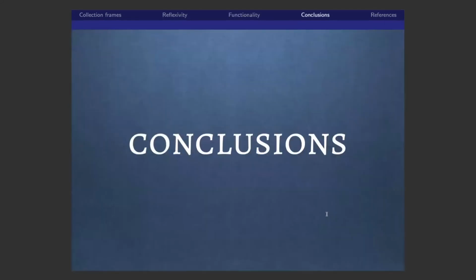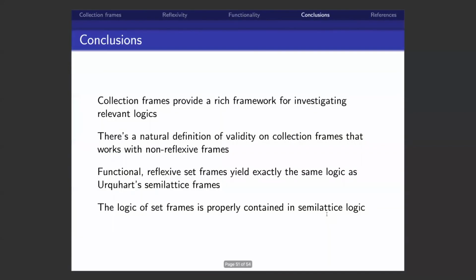Okay, so that is the meat of the talk. I'll just sum up with a couple of conclusions because that may have been a lot. First, I hope I presented some evidence for this: collection frames provide a rich framework for investigating relevant logics. You can work with your favorite kind of collection, and see what sort of logic results from that, and whether there are any natural connections to other areas of relevant logic or substructural logics. Next major point, there's a natural definition of validity on collection frames that works with non-reflexive frames. So it does give us a proper generalization of ternary relational frames.